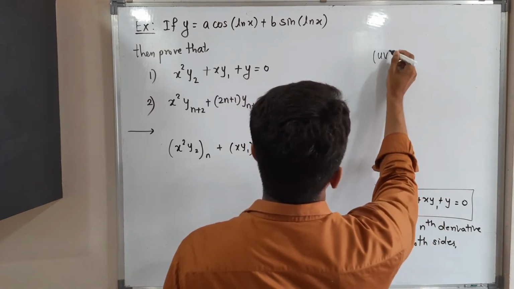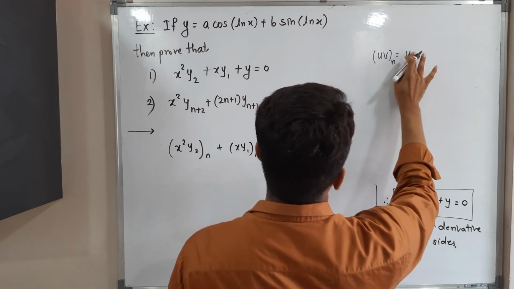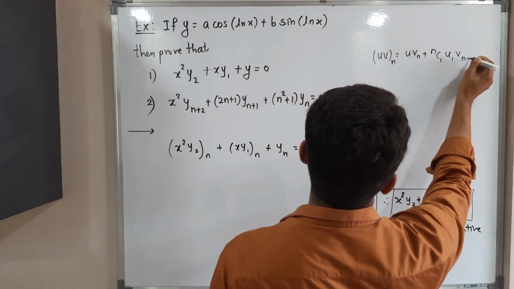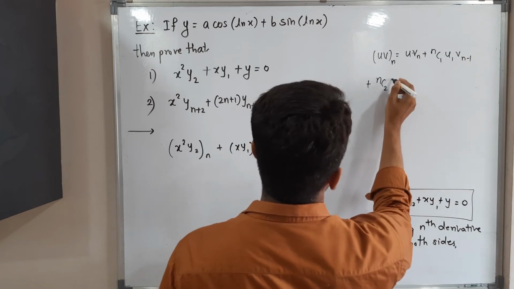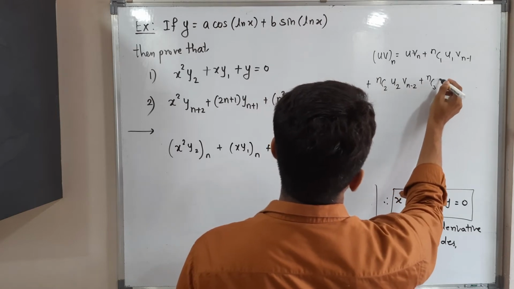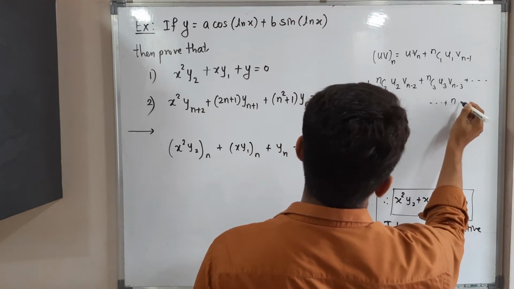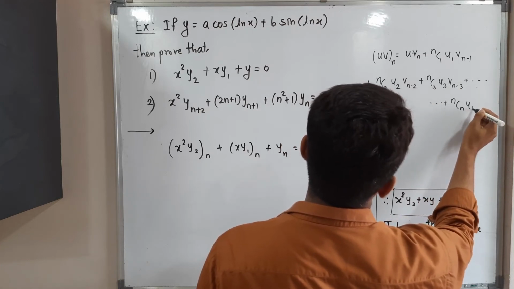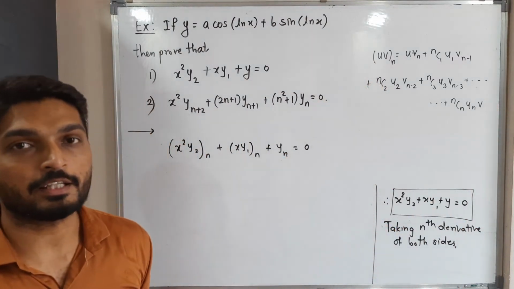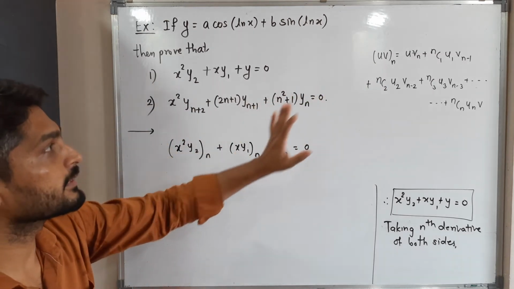When you have two functions uv, then nth derivative can be calculated in this way: u vn plus nc1 u1 vn minus 1 plus nc2 u2 vn minus 2 plus nc3 u3 vn minus 3, and so on, and finally we will have ncn u nth v only. Getting? So this is the Leibniz rule. When we have the product of two functions and we have to find nth derivative, then I should go for this rule. So here also I will use the Leibniz rule.